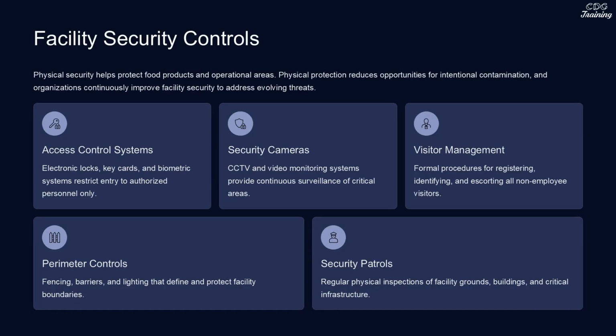Physical security helps protect food products and operational areas. Physical protection reduces opportunities for intentional contamination, and organizations continuously improve facility security to address evolving threats.